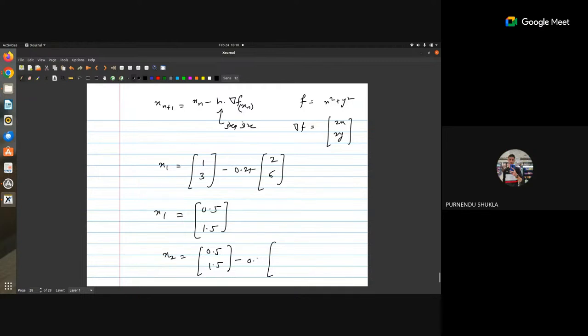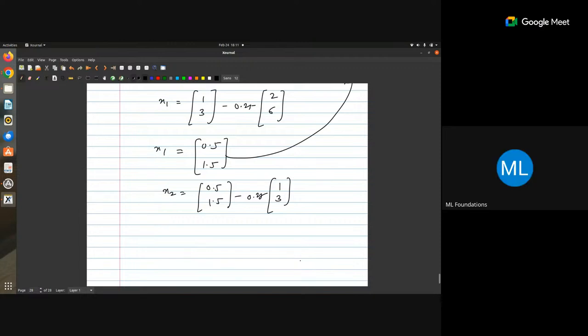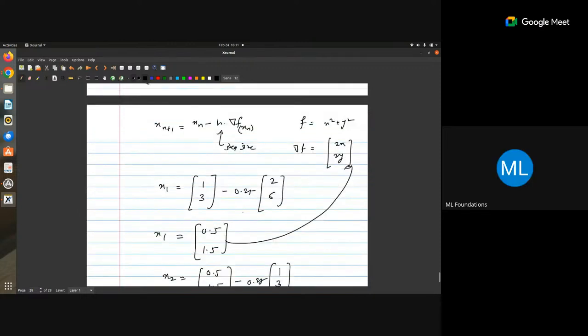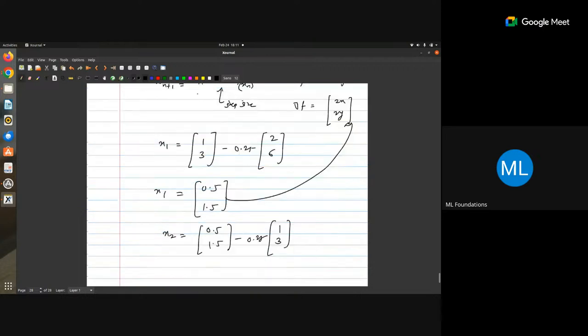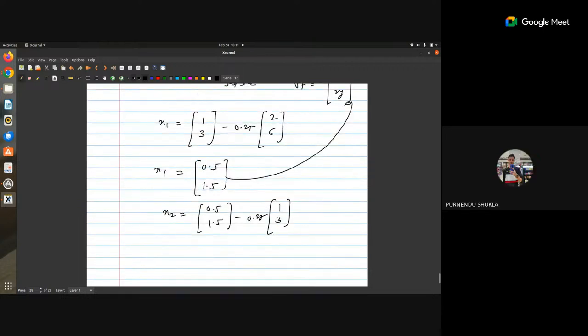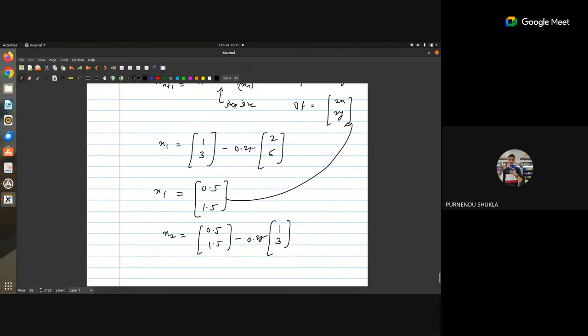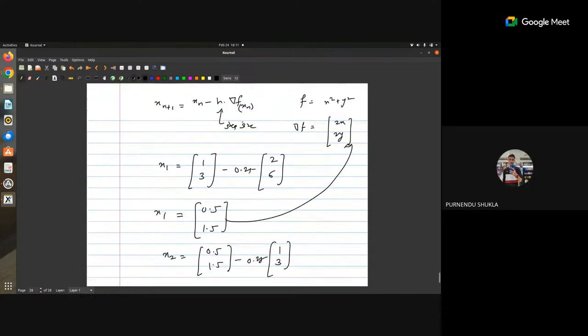0.25 times. Sir, if I'm not wrong, then we'll have to plug in these values here. Okay, so it is 1 and 3. So in every next iteration, you will replace that xn with... So it will change, sir, right? Wait a second. F of xn. So xn here is x2, right? No, x1, x1. Okay, that's xn plus 1. Okay. Right. So x1, I got it.